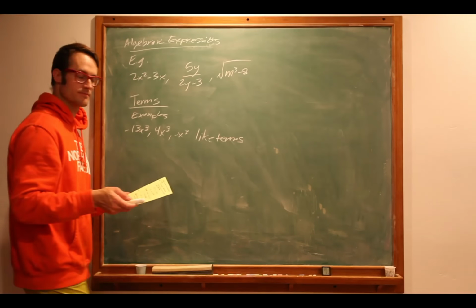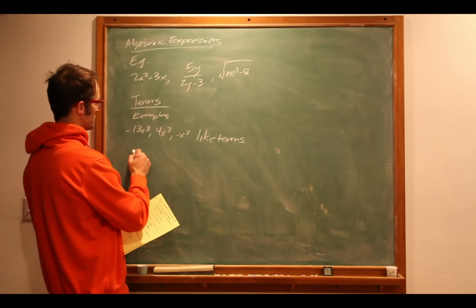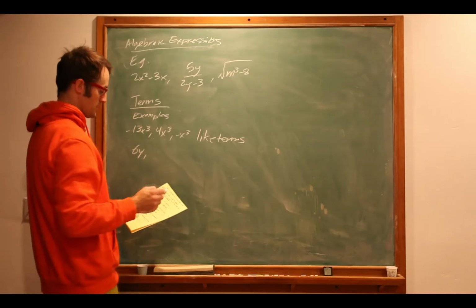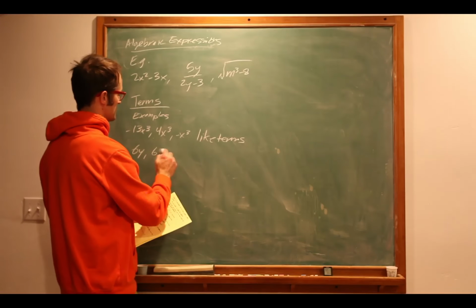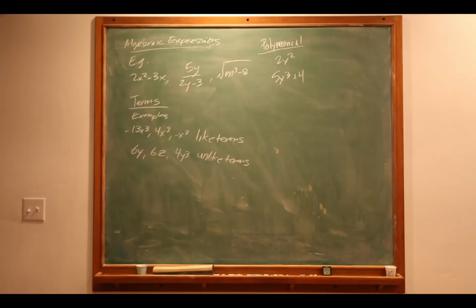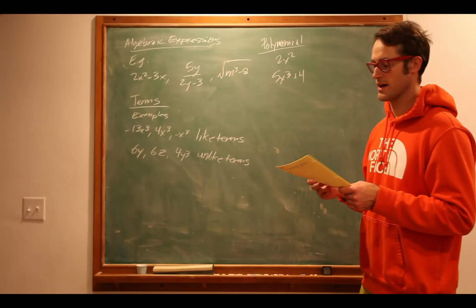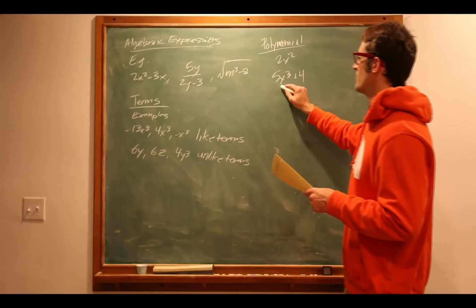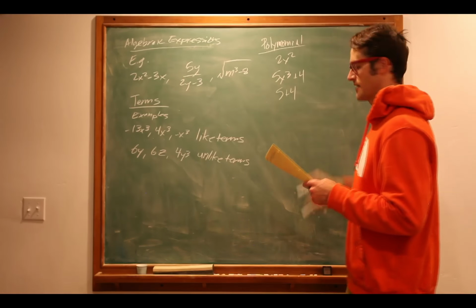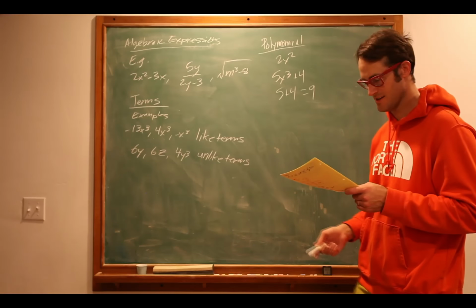Okay. The next thing I'm going to also show you, these below, 6y, 6z, and 4y. So 5x to the third plus 4, that's a polynomial. 5 plus 4, that is not a polynomial, that's just 9.